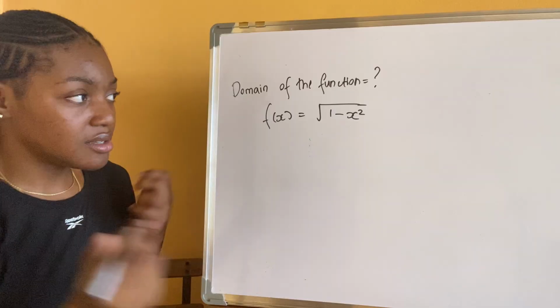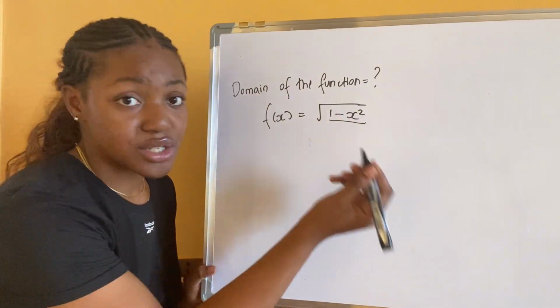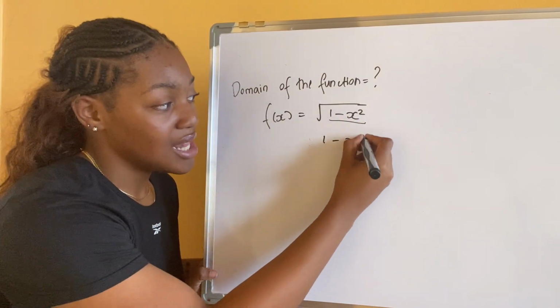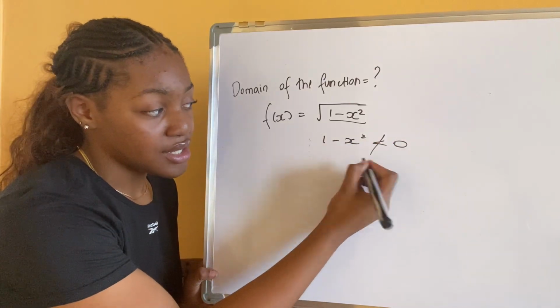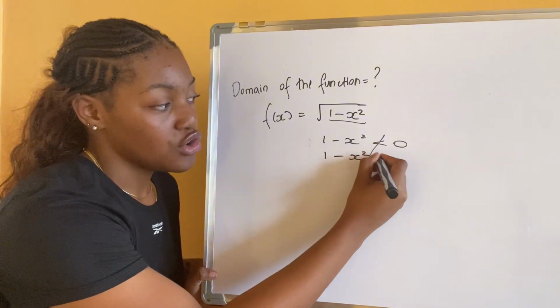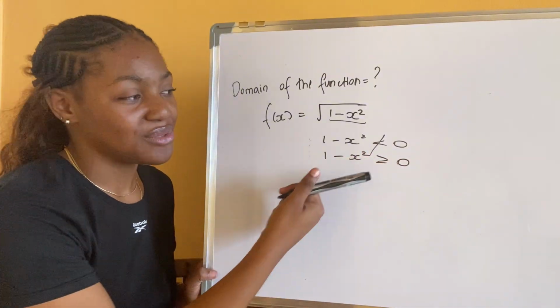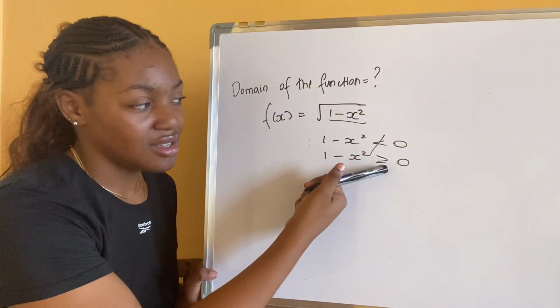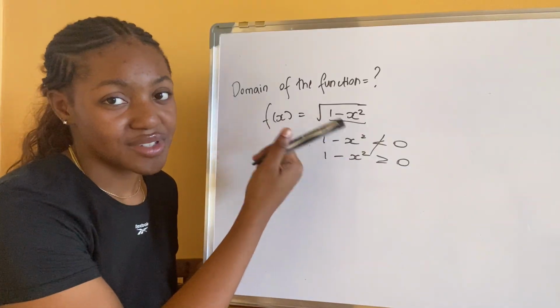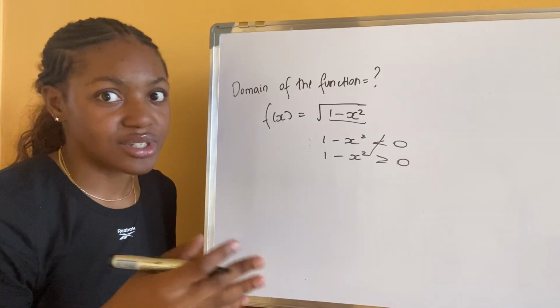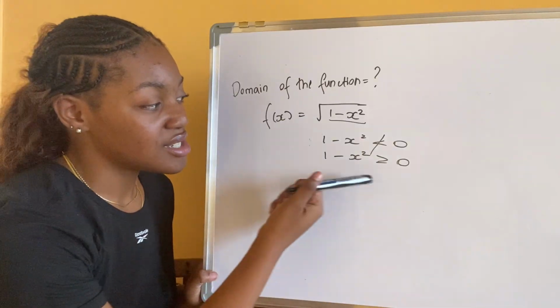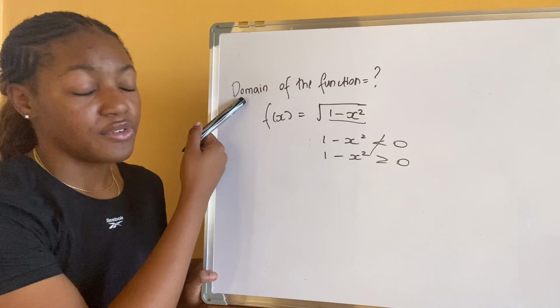So that means the expression under the square root sign should not be less than 0. It should not be negative. So since it shouldn't be less than 0, it has to be greater than or equal to 0. Because the root of 0 would be 0. So that's what we mean, greater than or equal to 0. So we're gonna just solve this inequality to find the domain of the function.